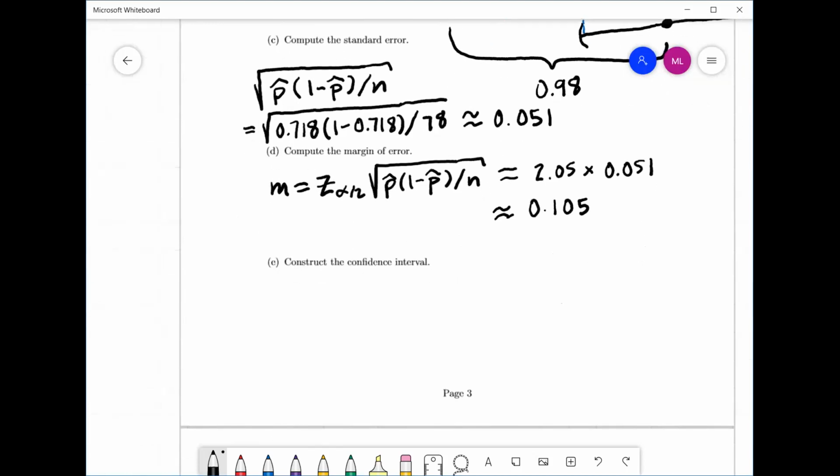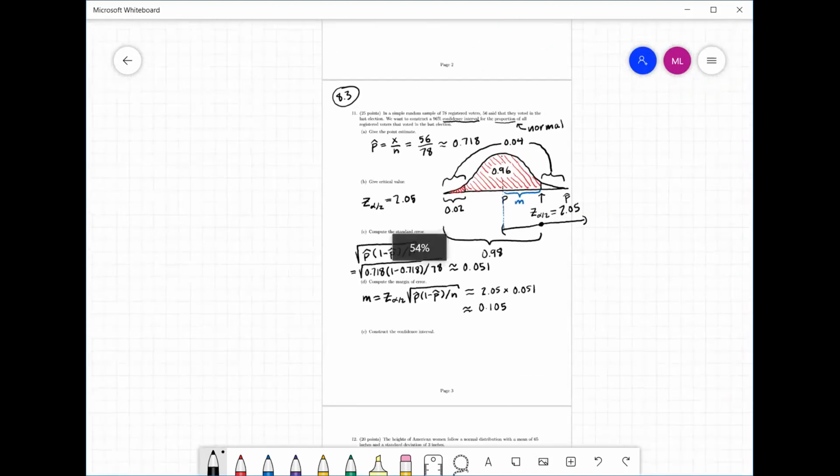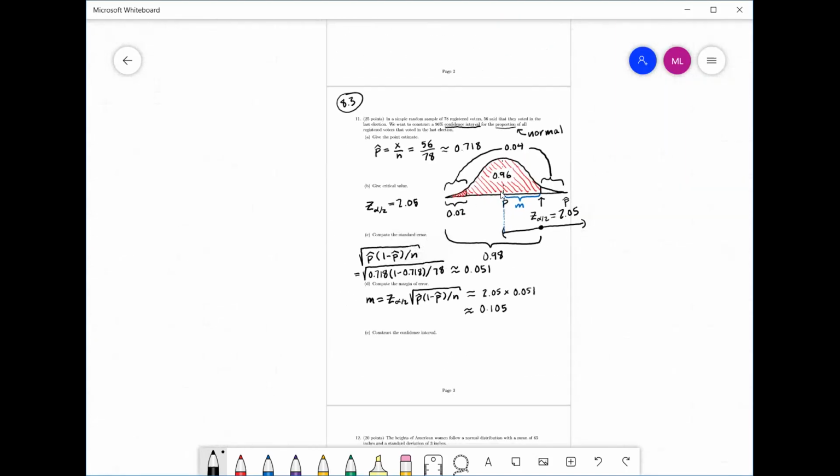And so the last step is to actually construct the confidence interval. We figured out that this distance now, in terms of proportion, is about 10.5%, 0.105. So that's the amount of buffer that we need to build on either side of our point estimate. If our point estimate fell right here, if this is where 0.718 is, I need 0.105 to the left and 0.105 to the right of that number.